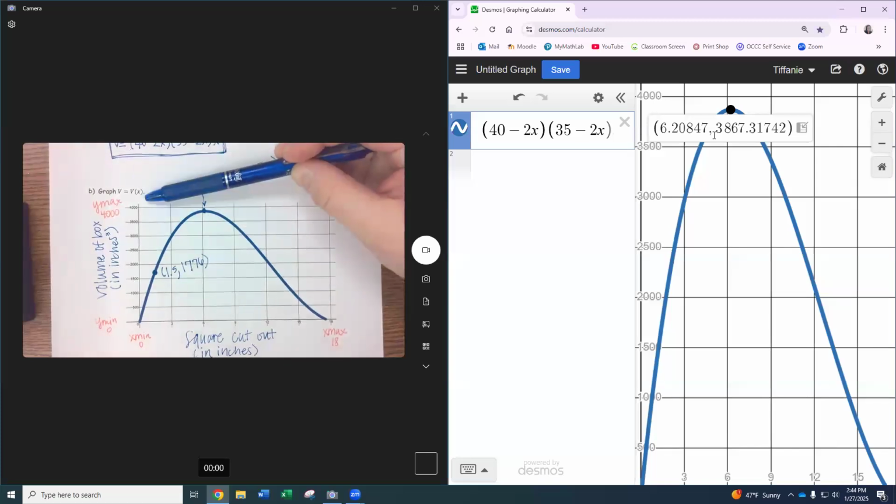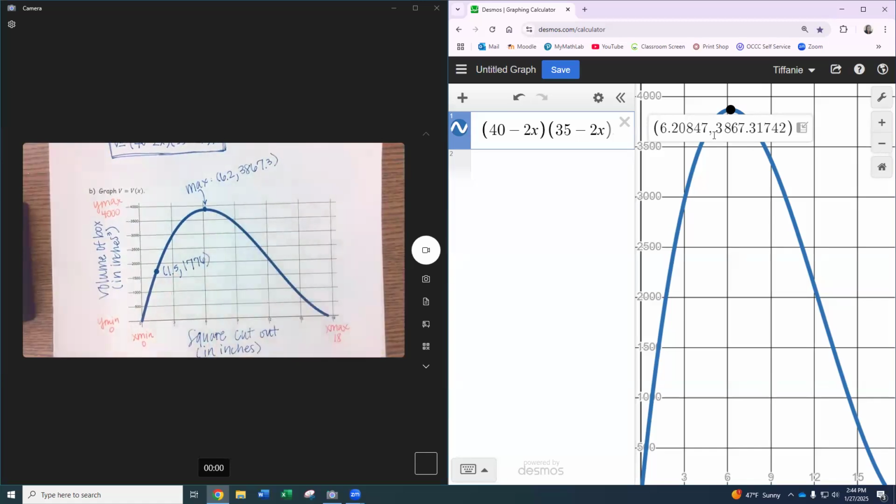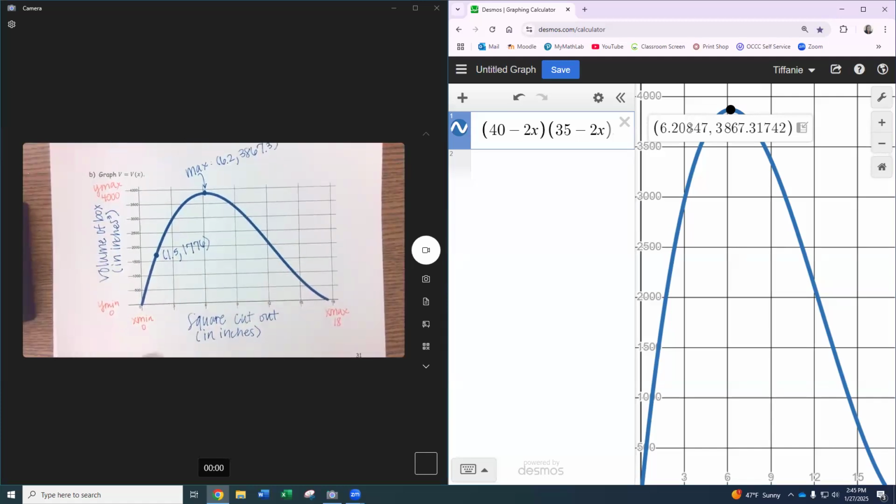So part A and B you will do, so we have done that. You're going to either type in x equals or find the max to find that volume that it can hold. So hopefully that helps you with this homework problem.